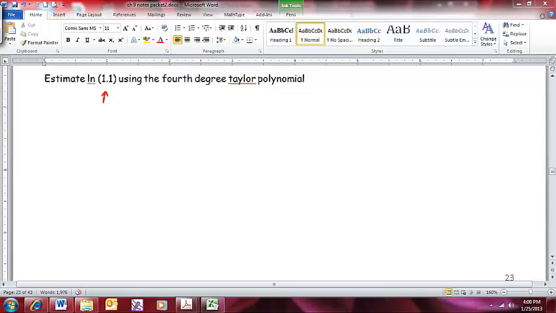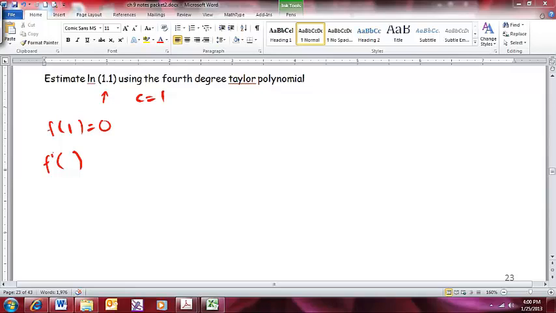We have to be able to take f of whatever the number is, f prime of whatever that number is. Like, we have to be able to do the derivatives and all that at that point. So it needs to be a useful point, and it should be one around 1. Well, natural log of 1 is 0. So we're going to center this around 1. So f of 1 would just be 0.